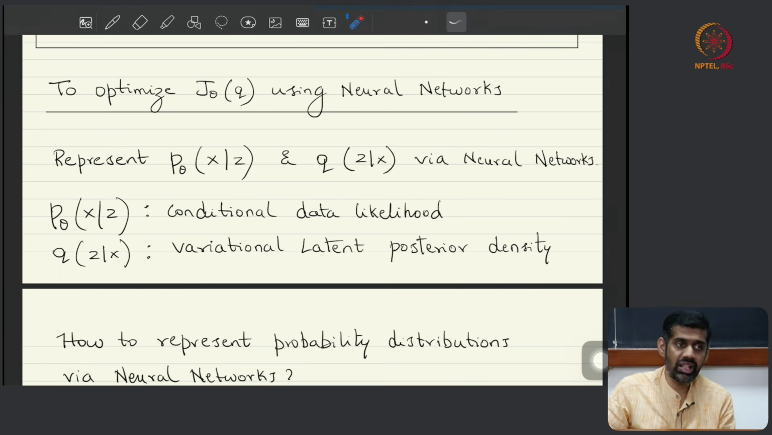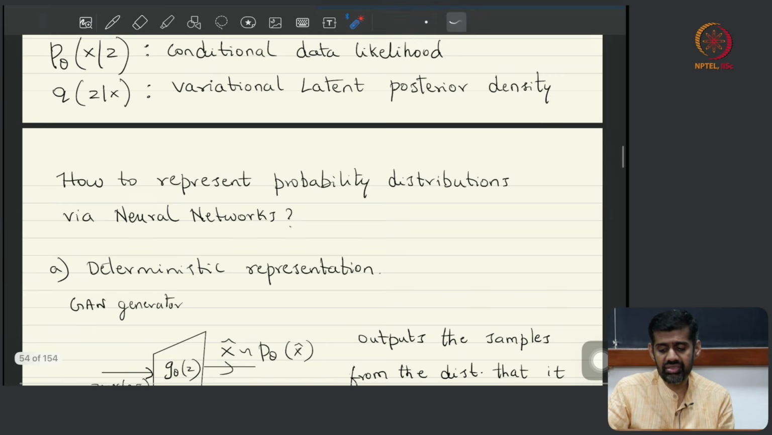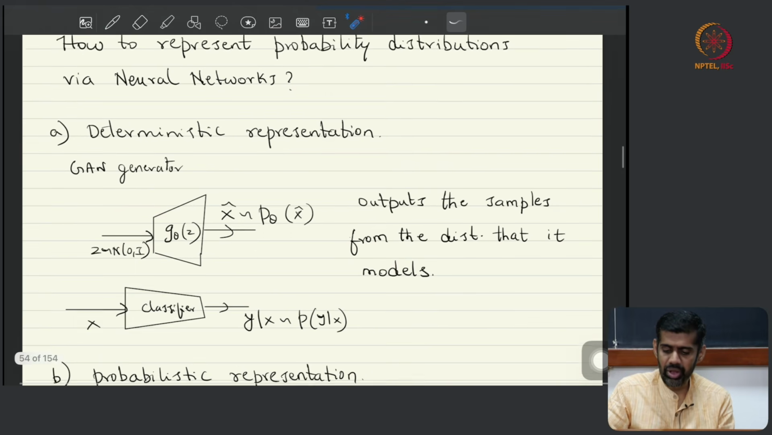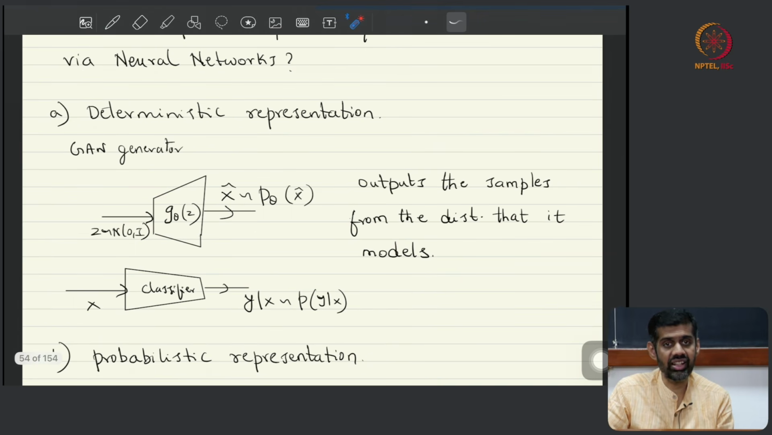See, even in discriminative machine learning, we represent P of y given x, which is the posterior of labels given data, using a neural network. When I say that you represent a distribution using a neural network, what do I mean by that? In fact, you can represent the probability distributions or density functions using neural networks in two ways. One is what I call the deterministic representation, where the neural network will give you the samples of the distribution that it is representing.